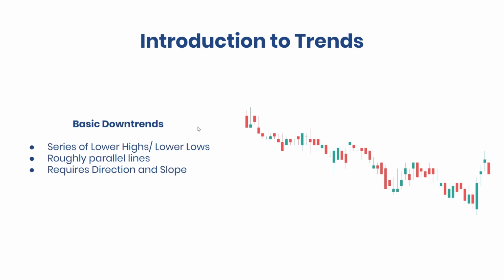And now a downtrend is the complete opposite of that. In this case, we've got a series of lower highs and lower lows. So our high continually drops down, getting a lower and lower price, just like our lows do. And we can still draw in a parallel line that roughly encompasses all of the trading action. And again, because it's a trend, it requires a direction and a slope. And again, I want to reiterate, the more aggressive a slope, the less sustainable it becomes.